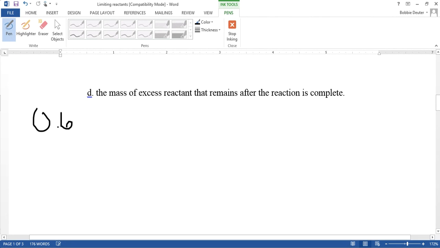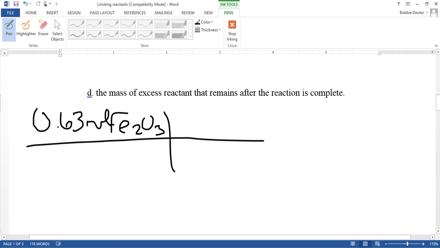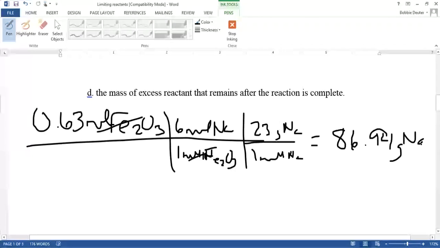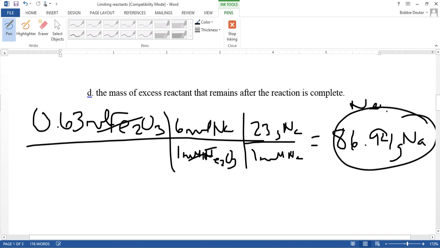Again, you got to use the thing that limits the reaction. So we have moles of Fe2O3, and we're going to convert that into grams. So using the molar ratio, 1 mole of Fe2O3 is equal to 6 moles of Na. We're going to convert this now into grams. Cancel these labels. 1 mole of Na is equal to 23 grams of Na. Multiply the top, divide it by the bottom. That shouldn't be too hard. And we get 86.94 grams of sodium. This is needed.